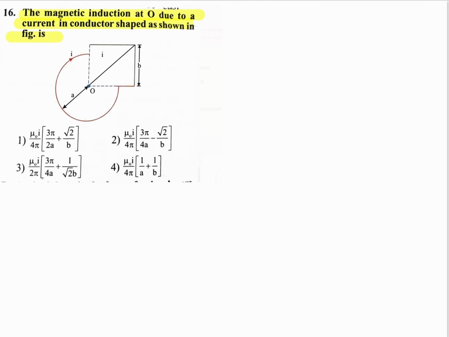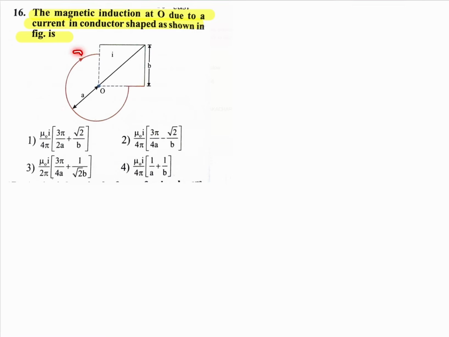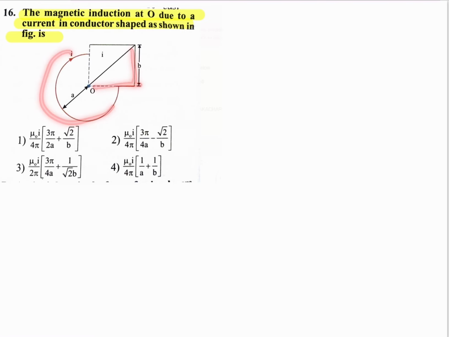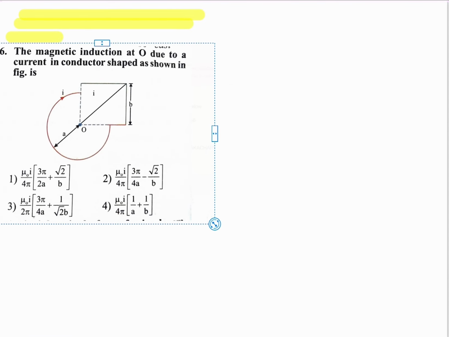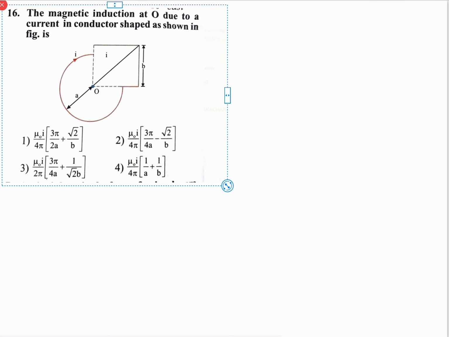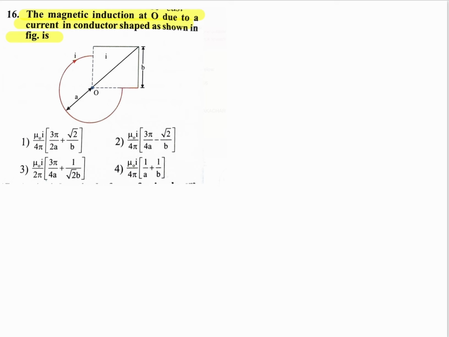According to the question, here we need to find the magnetic field due to these three segments at its center. Now, let us consider, if you observe this, this is 3/4 of the circle, isn't it?